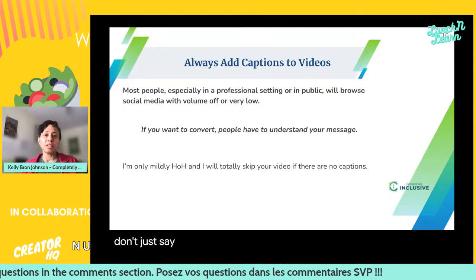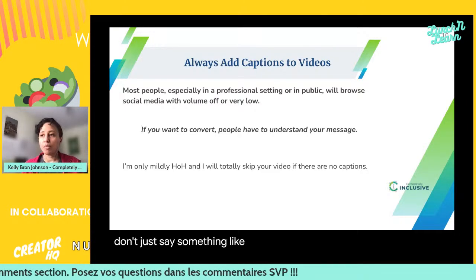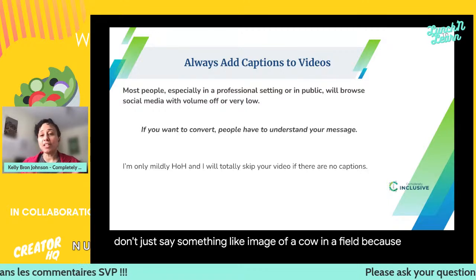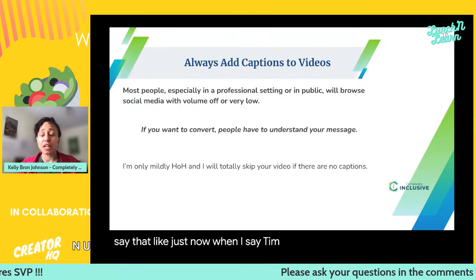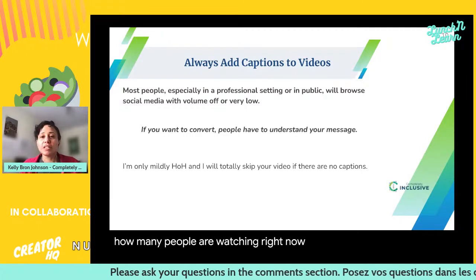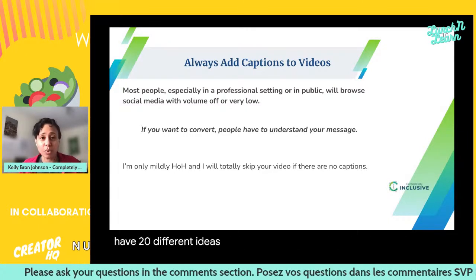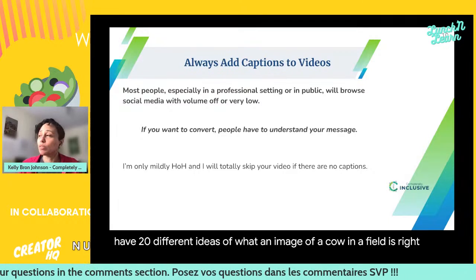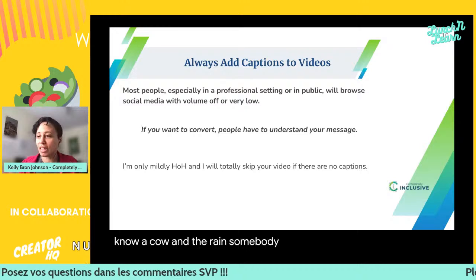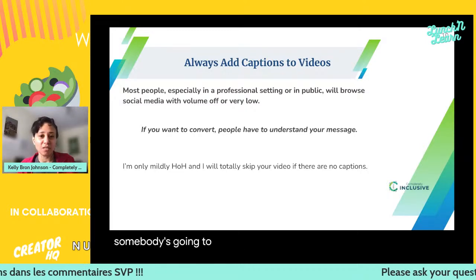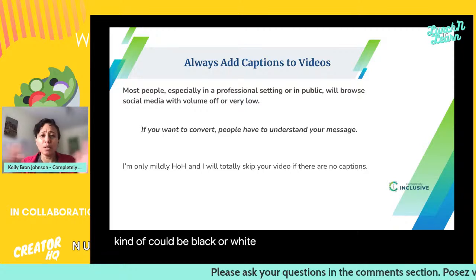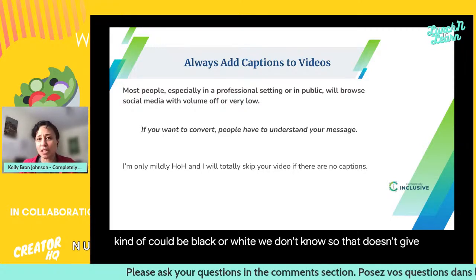Don't just say something like "image of a cow in a field." Because when I say that, like just now, I don't know how many people are watching right now, but let's say 20 people will have 20 different ideas of what an image of a cow in a field is, right? Somebody's going to have blue skies. Somebody's going to have a cow in the rain. Somebody's going to have a green pasture. Somebody's going to have dirt. Who knows? The cow could be brown, black or white. We don't know.